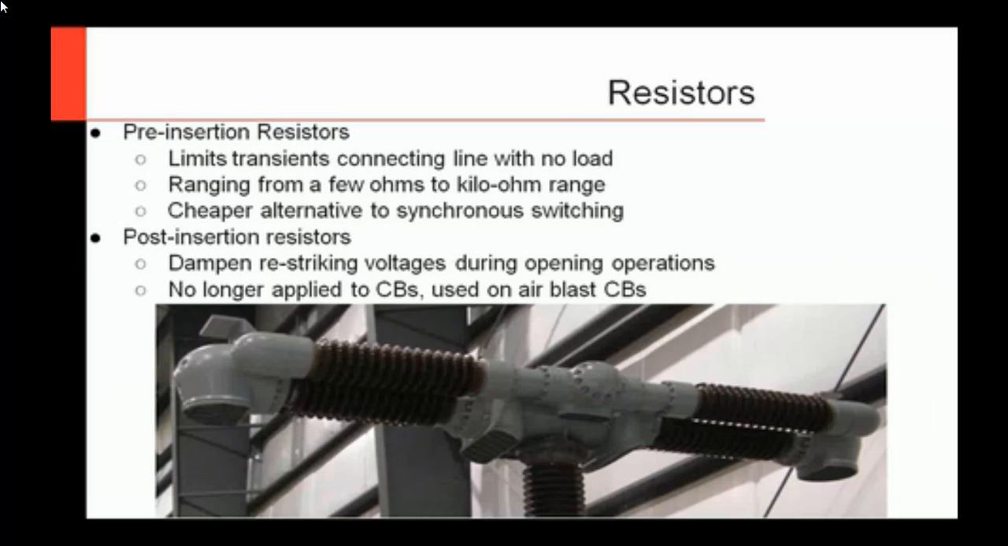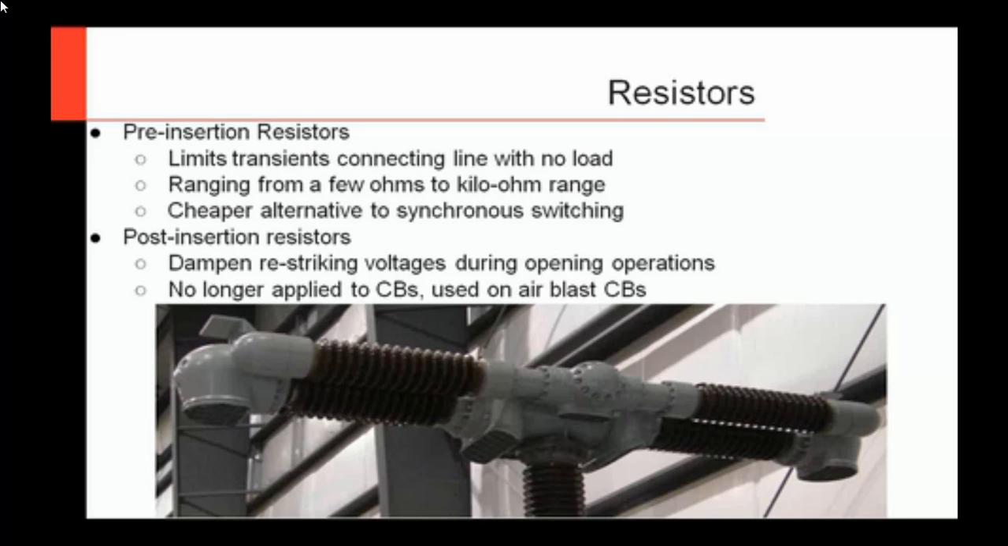On the other side, you'll notice this is that same breaker, but flipped around, and they have resistor contacts on them. The reason you can tell it's a resistor contact is it's actually connected through linkages down to the mechanism. So the resistors are operating during service as well. We have two different kinds, pre-insertion and post-insertion resistors. Pre-insertion resistors are used on your closing operation.